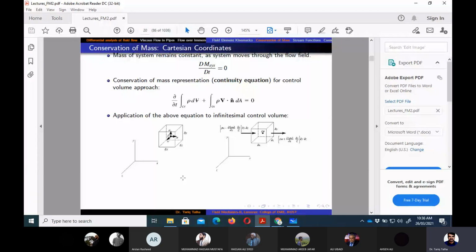So for a flow field consisting of a system, the total mass of the system would remain equal during that flow. So the rate of change of mass for the system would be equal to 0. And then we can use Reynolds transport theorem to convert the system approach into control volume approach.